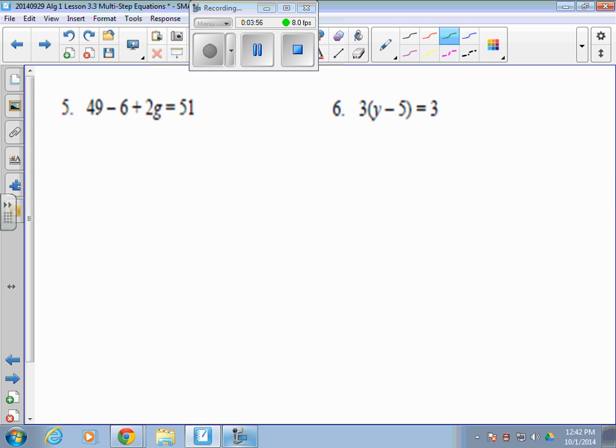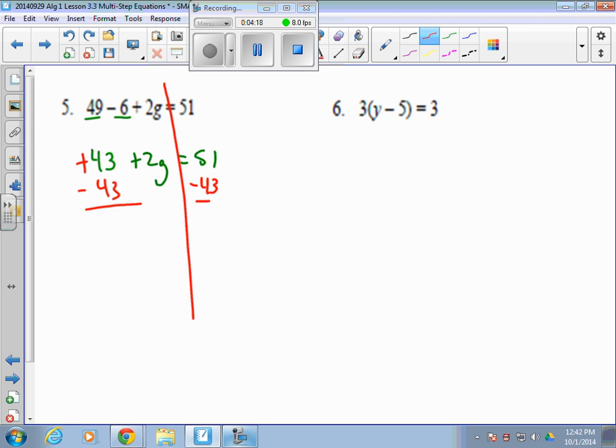Number 5 says 49 minus 6 plus 2g equals 51. Combine 49 and negative 6, or 49 minus 6, and you have 43 plus 2g equals 51. Get rid of 43, the positive value, by subtracting 43. Remember, you undo addition and subtraction first. If you do it on the left, subtract 43 on the right.